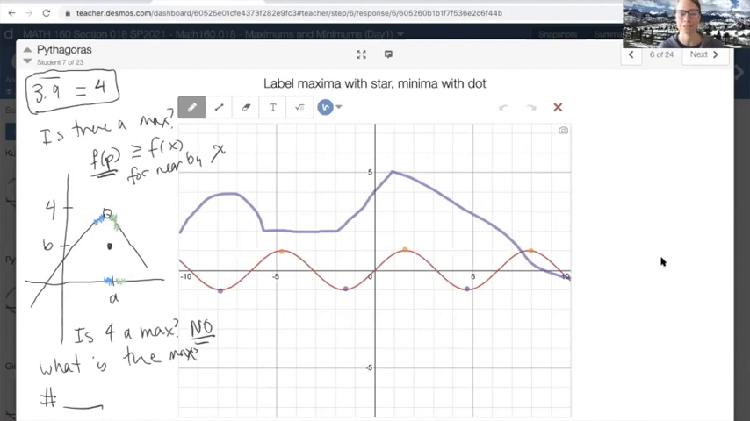Okay, so let's make sure we understand. There is no x value that spits out 4 as an output. So we can't use 4 as a max. No x gives us f of x equals 4.